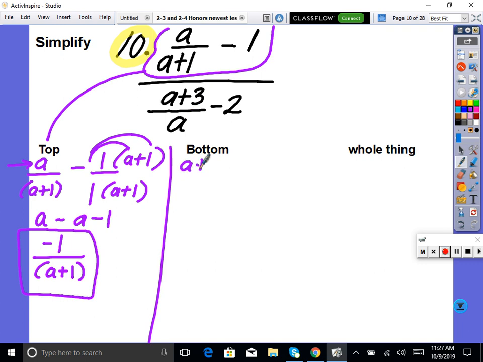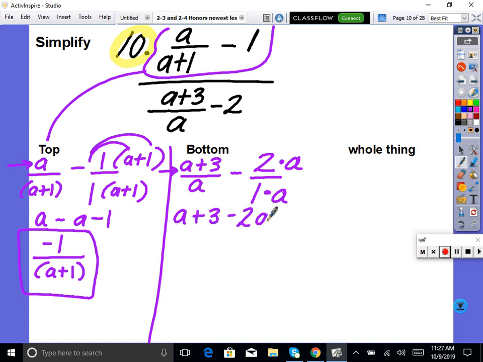So we have a plus 3 over a minus 2 over 1. So now we're going to get a common denominator. So times by a times by a. The numerator is what we're focusing on. So we have a plus 3 minus 2a. What does that become? On top. Negative a plus 3, and that was all over a.